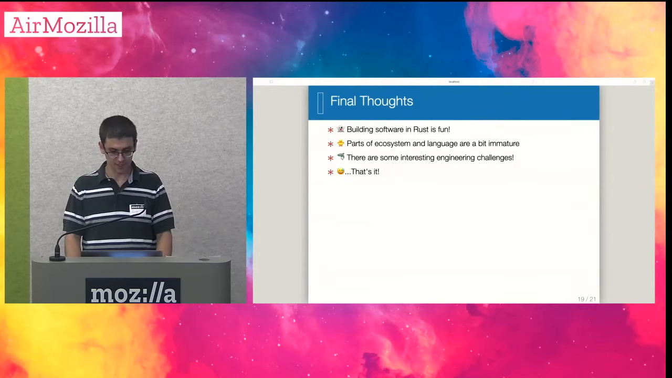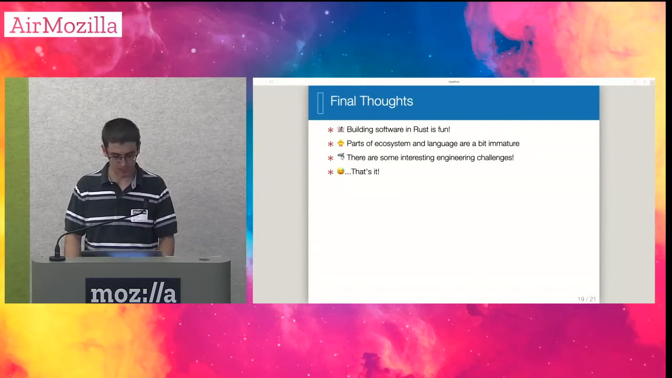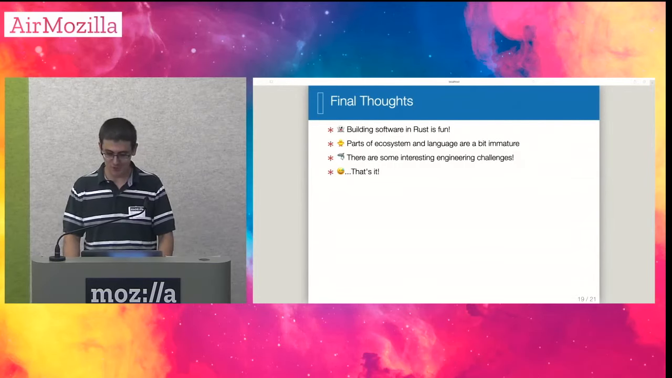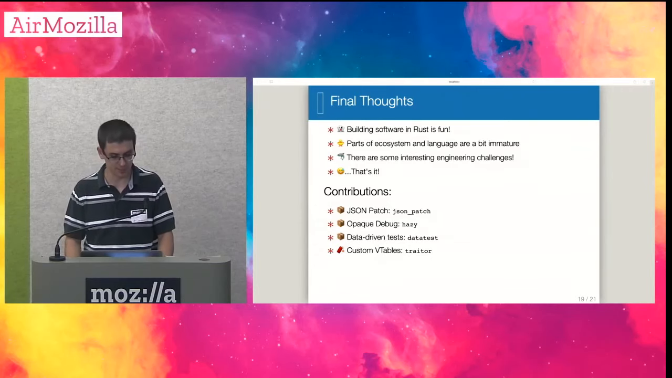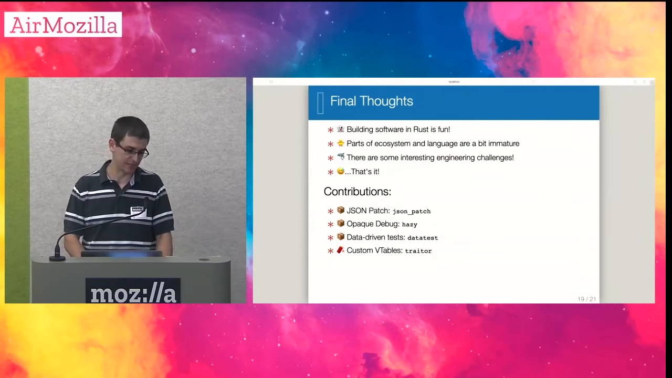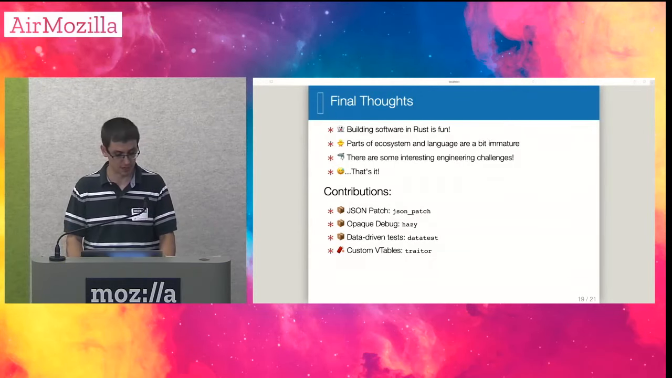That's all I have. As a last item, we are using Rust a lot, we rely on Rust a lot. We should be contributing back to the community. We are not contributing a lot at this point, but we have a couple of crates which we created: JSON patch, and a crate that I created for data-driven tests, where you write your tests as data files and it generates Rust tests out of them.